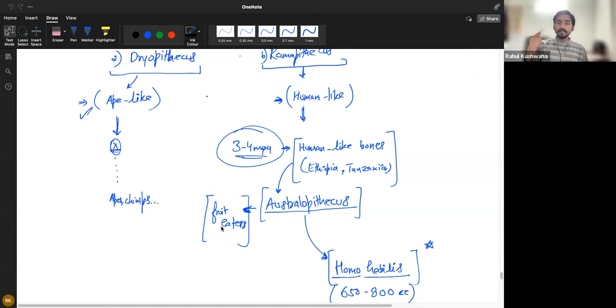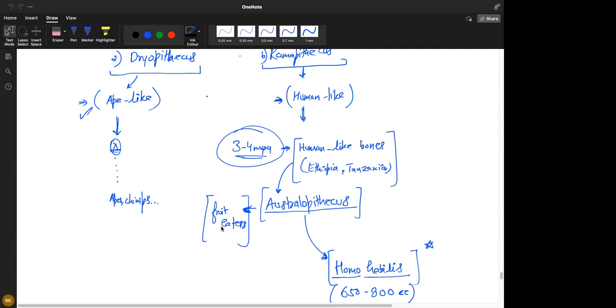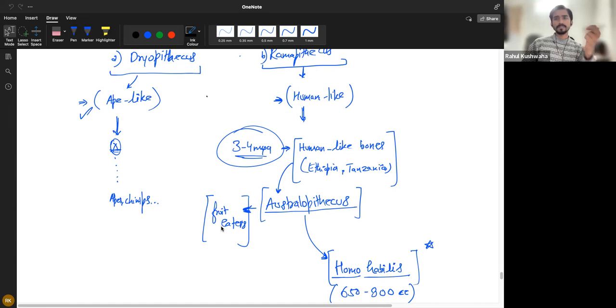So that is the retrospective supporting evidence that we have prepared as a logic, because they were short statured and they were not very fast. Well, because cranial capacity was less. We can see their skull size was very small.